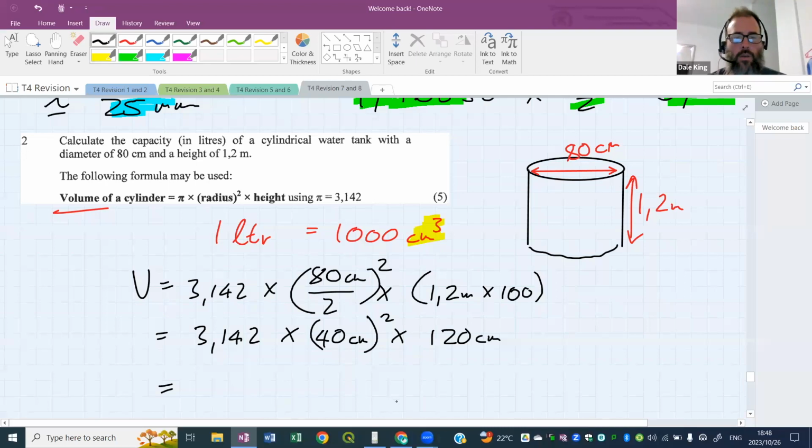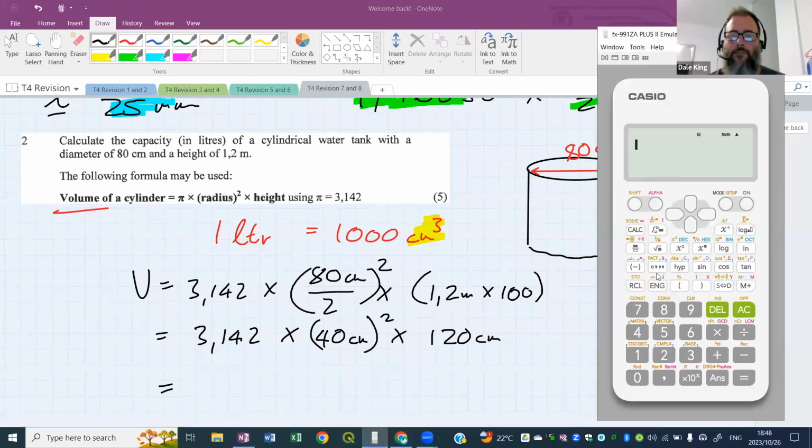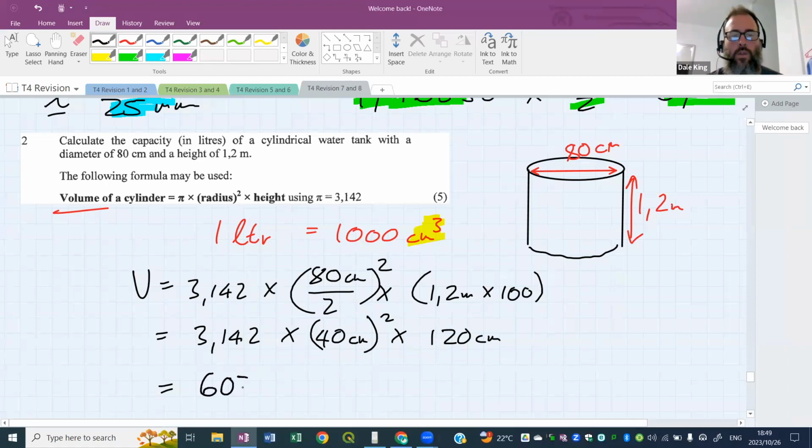All right. So now we're going to put on the calculator 3.142 times, in fact, we don't need the fraction. We just say 40 times 120. Oh, and the 40 must be squared. This is going to give us a big number. All right, 603,264 centimeters cubed.